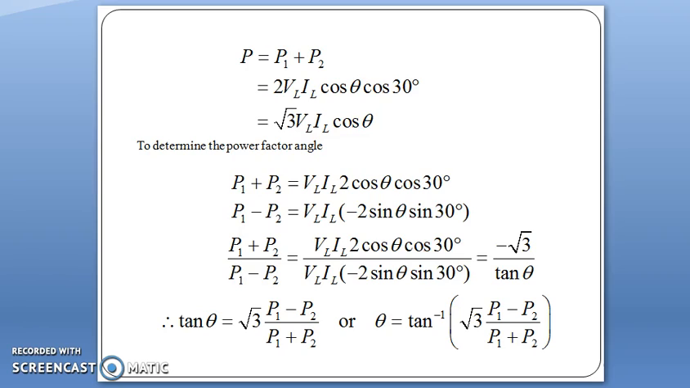To determine the power factor, we also derive a few equations as follows. P1 plus P2 divided by P1 minus P2 equals minus root 3 divided by tan theta, and tan theta equals root 3 multiplied with P1 minus P2 divided by P1 plus P2, and theta equals tan inverse of root 3 multiplied with P1 minus P2 divided by P1 plus P2.